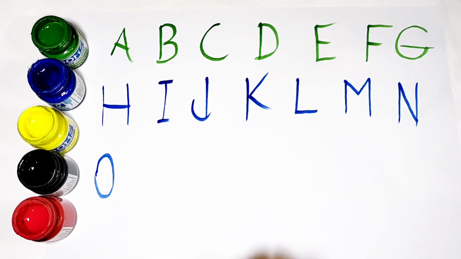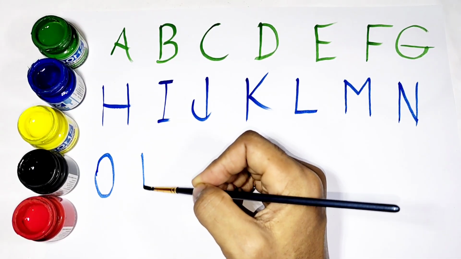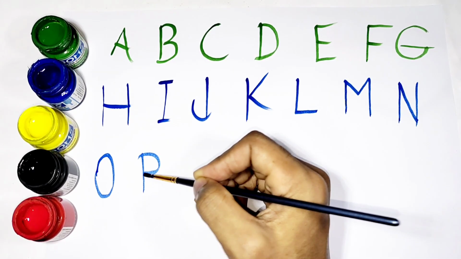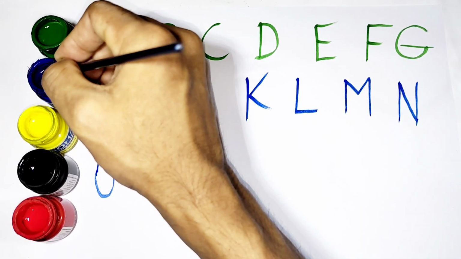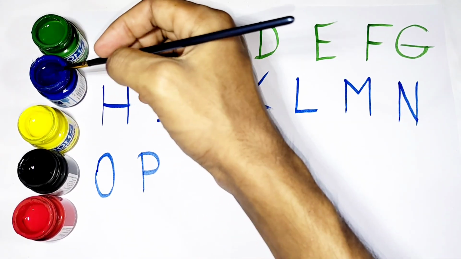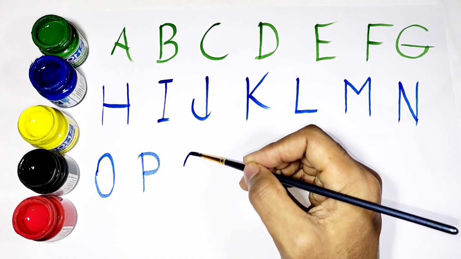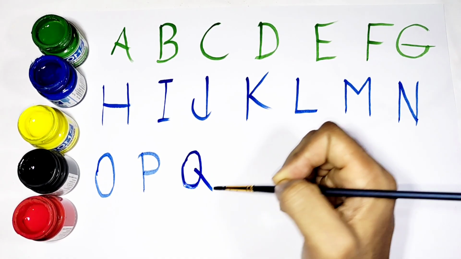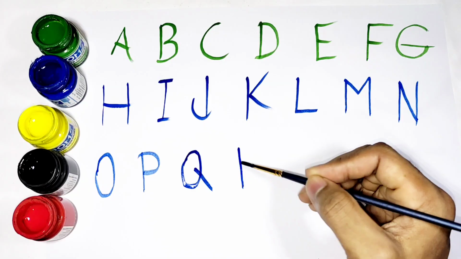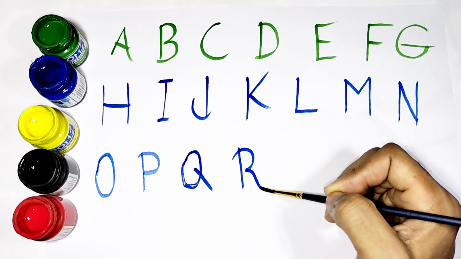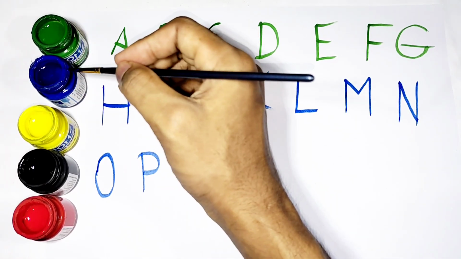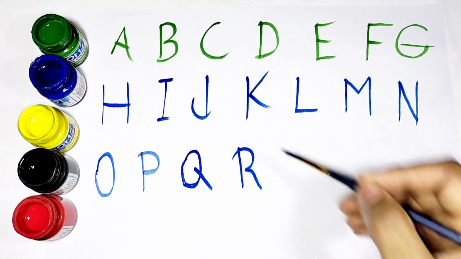The next one is P. P for parrot. And the next one is Q. Q for queen. The next one is R. R for rose, R for rice. The next one is S. S for sun, S for snake.